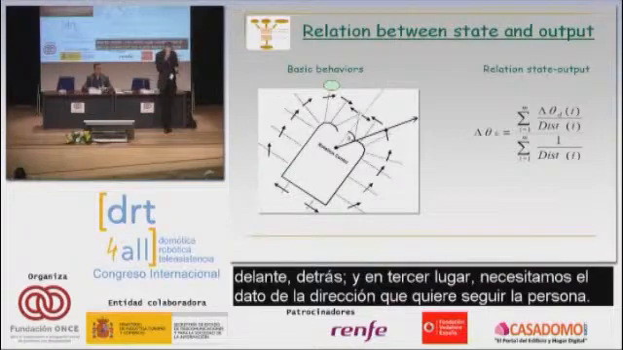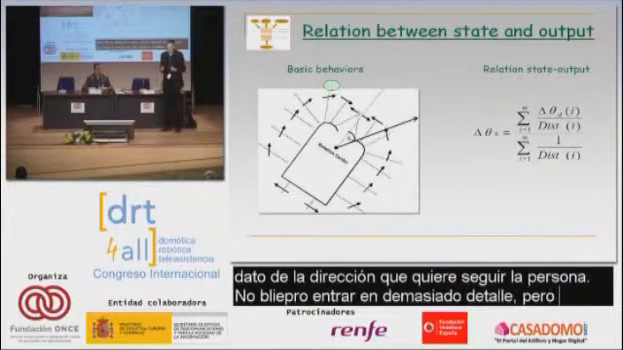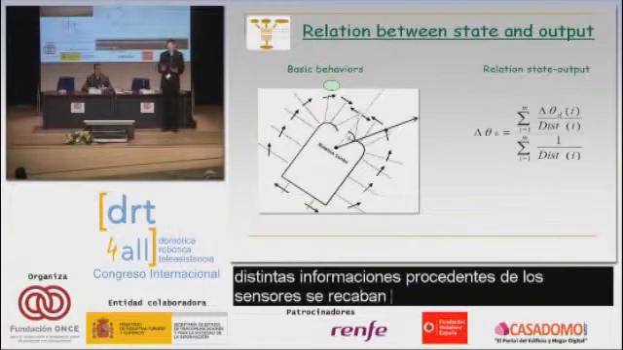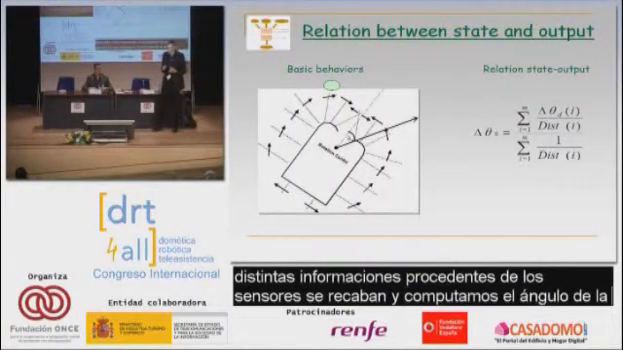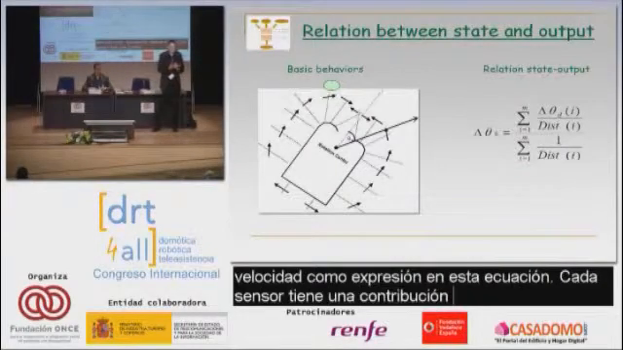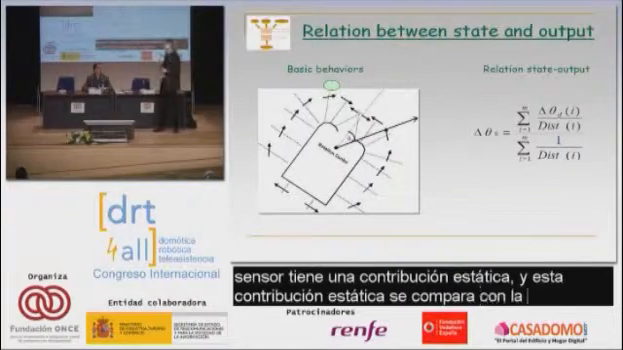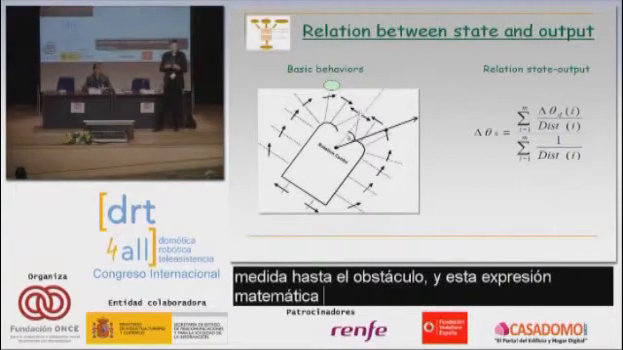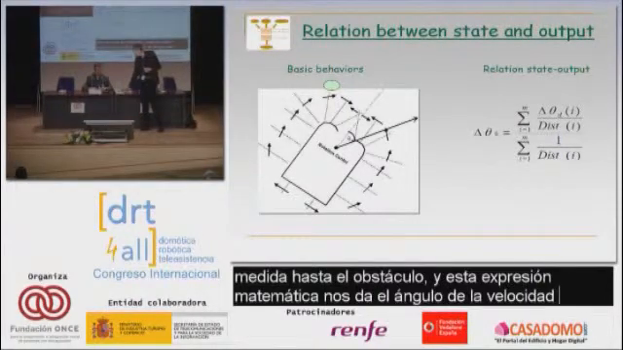I do not want to go into detail, but the different information coming from the sensors are gathered, and we compute the angular velocity given by this expression. Each sensor has a static contribution to the obstacle avoidance. And this static contribution is weighted by the inverse of the distance measured to the obstacles. And this mathematical expression gives the angular velocity for avoiding the obstacles.